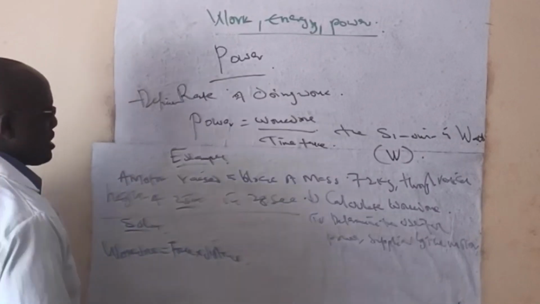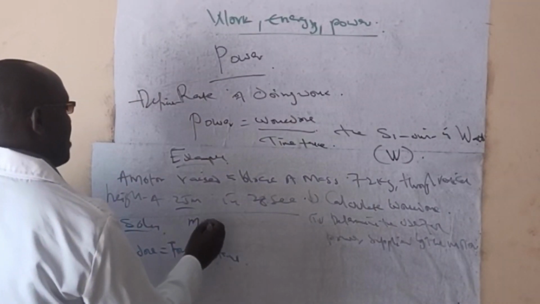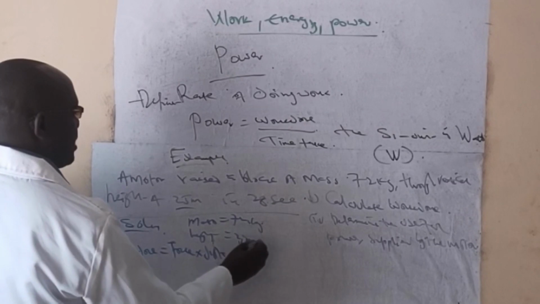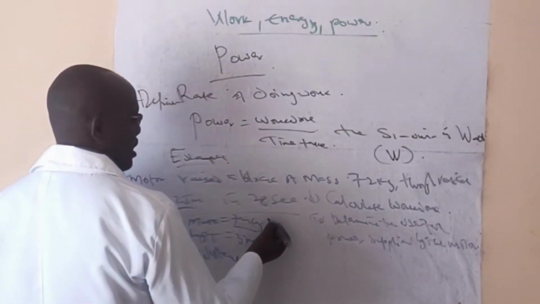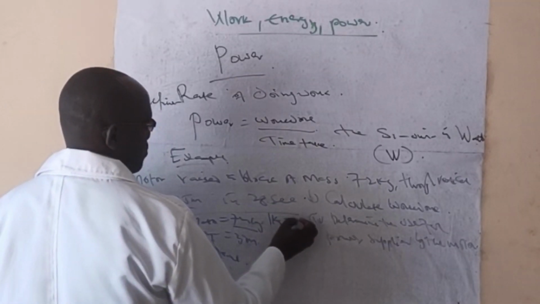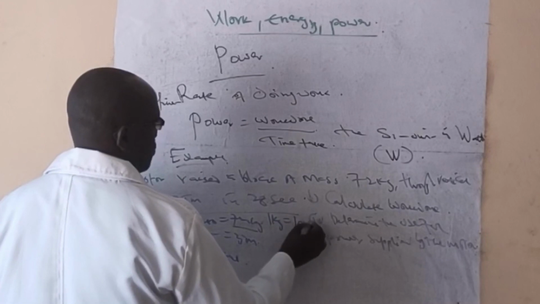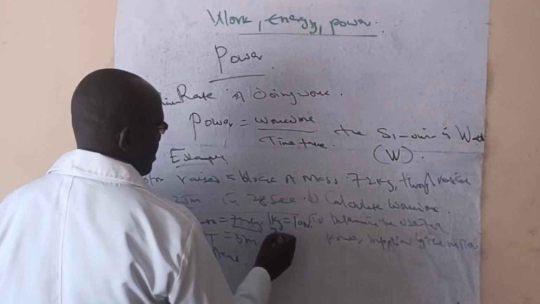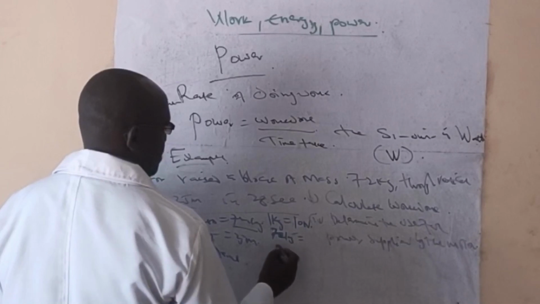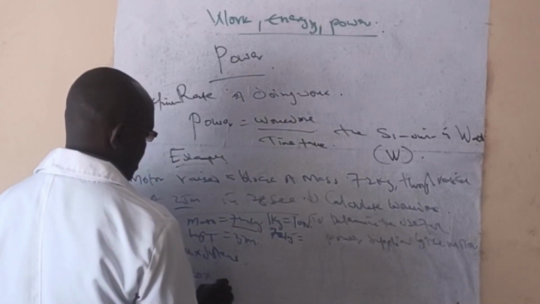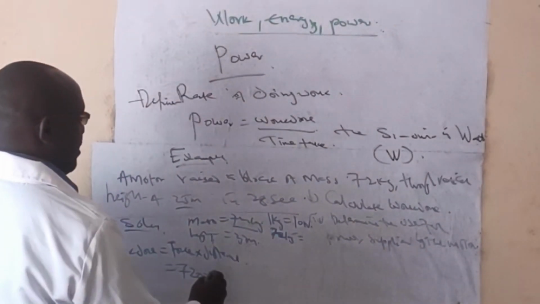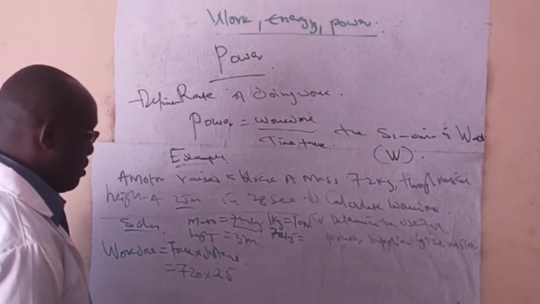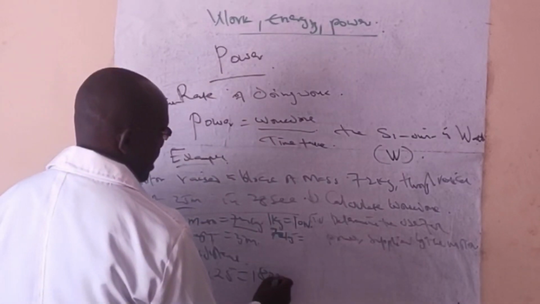We have been given the mass to be 72 kilograms. We are given the height to be 25 meters. So we are going to change this into newtons by saying 1 kilogram is equal to 10 newtons. So the force is 720 multiplied by the distance, which is 25. Now, you find the product of this, you are going to get 18,000 joules.